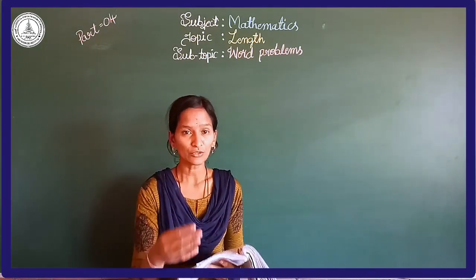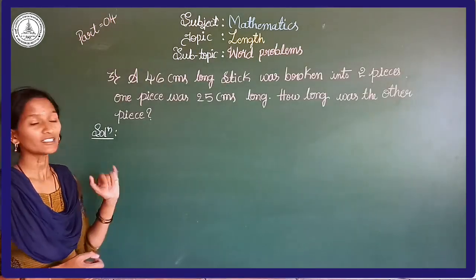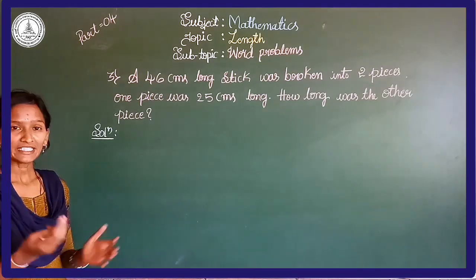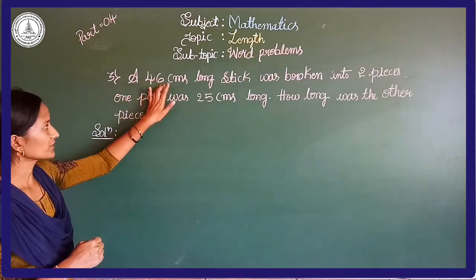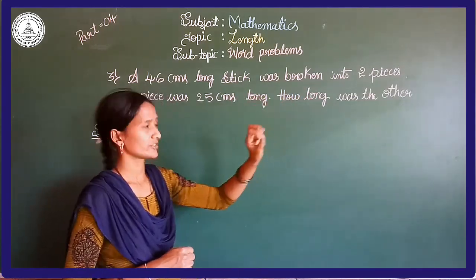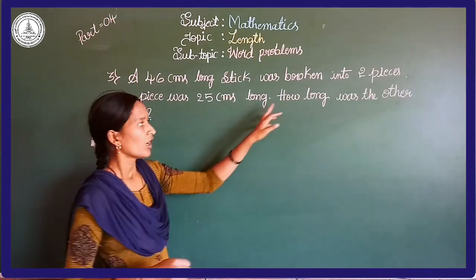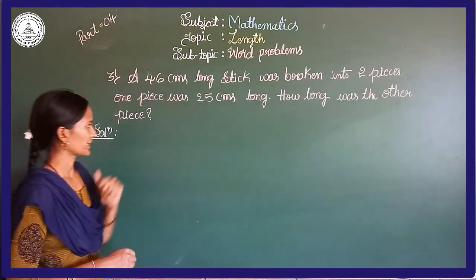Now I will move to the next problem, students. Now come to the third problem. I am reading, listen here. A 46 centimeter long stick was broken into two pieces. One piece was 25 centimeters long. How long was the other piece?